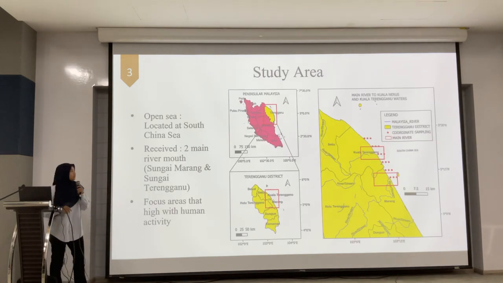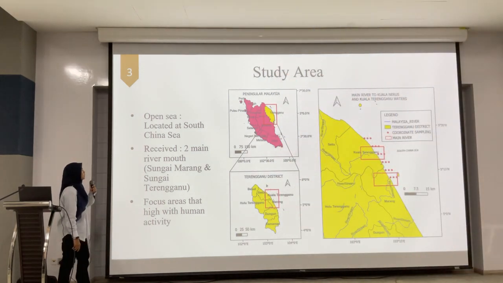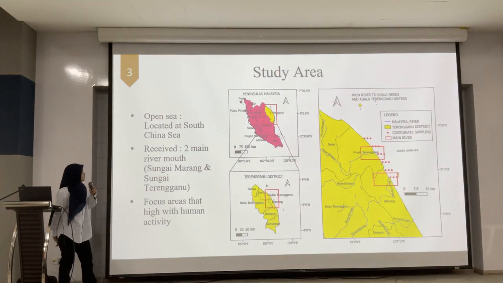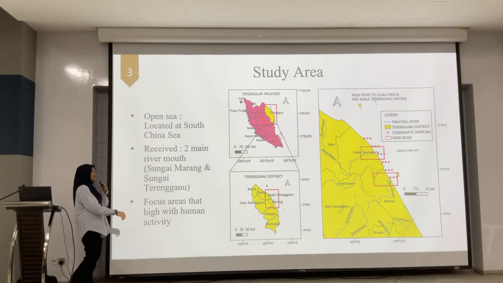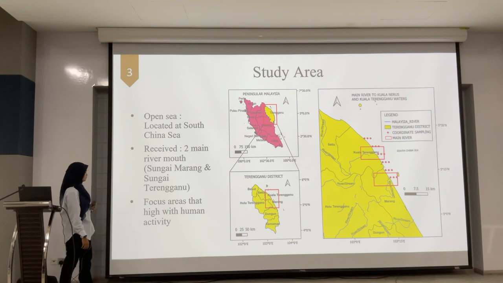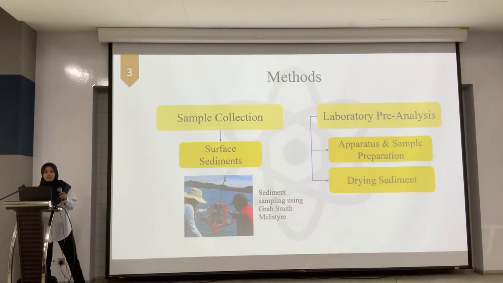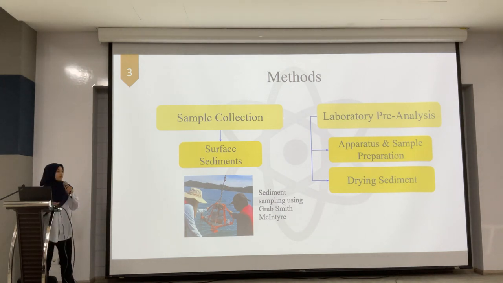This is my study area at the open sea, located in the South China Sea. My sampling points are in my study area, which receives two main river mouths, Sungai Marang and Sungai Terengganu, inside the study area. And I chose here because this area has high human activity. For the method, for sample collection, I only collect surface sediment using a Grab Smith McIntyre.